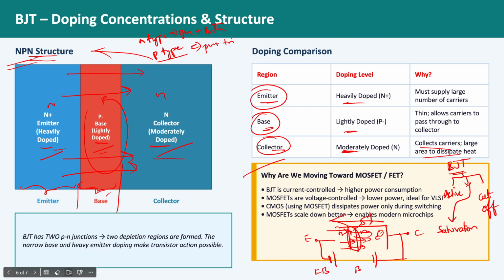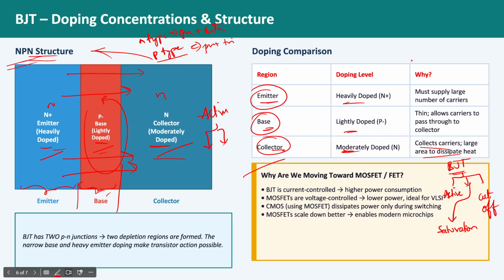So like that we say the things. I will write here what are the things which are going to be done. So for the active region, the emitter base junction should be forward biased and the collector base junction should be reverse biased.